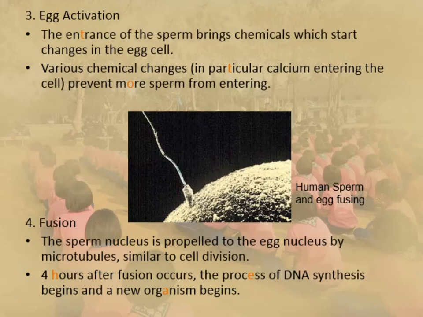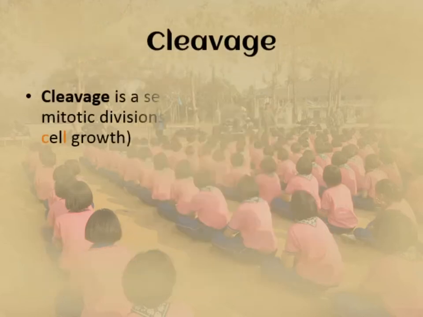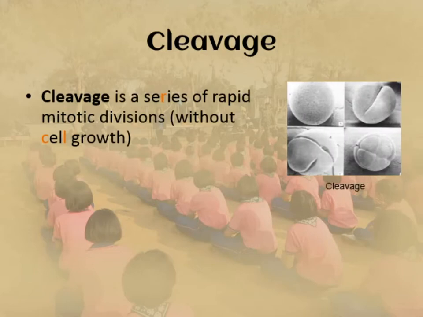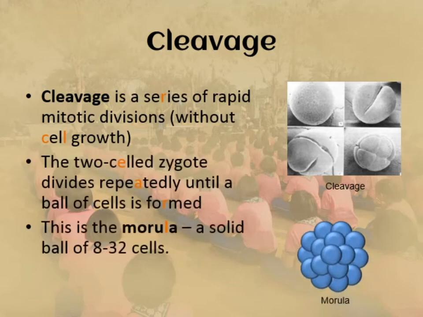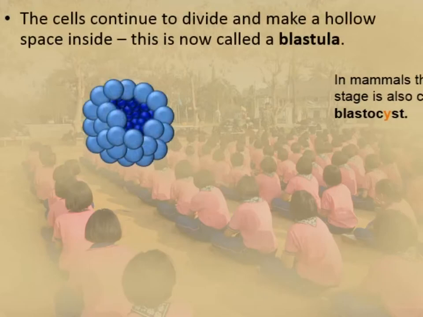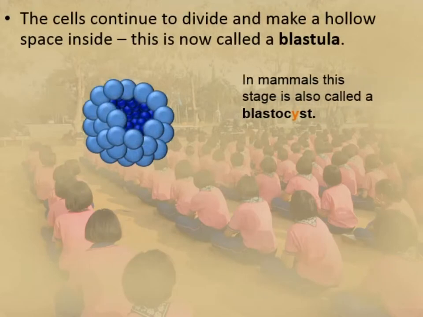So we start with the process of cleavage, when mitosis occurs very, very quickly without any particular cell growth. The zygote divides until a ball of cells, a solid 8 to 32 cell lump called a morula, is formed. After this, the cells continue to divide and the morula hollows out inside, so you now have a blastula. And in mammals, this stage is sometimes called a blastocyst.